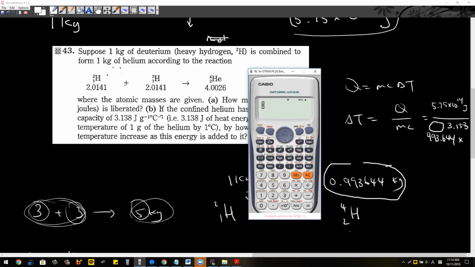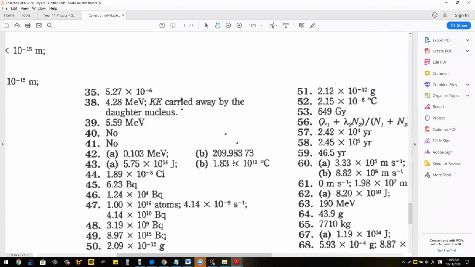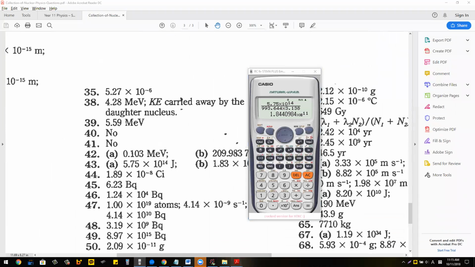Yeah, so this is 5.75 times by 10 to the power of 14 divided by 993.644 grams times by 3.138 here. Then you get this much. Yeah, that's the right answer. This much degree. Yeah. Yep. Yeah, that's right. Okay.